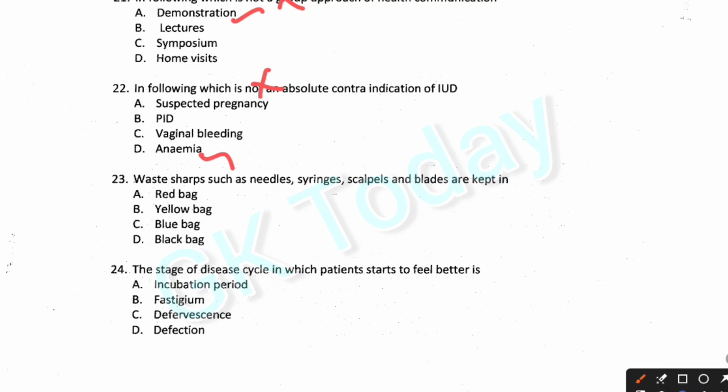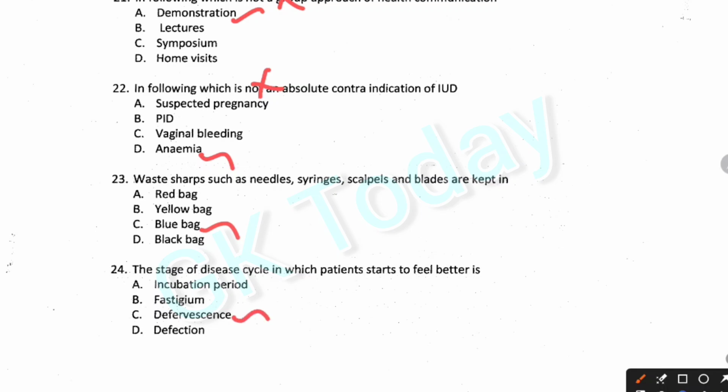Question number 23. Waste sharps such as needles, syringes, scalpels and blades are kept in blue bag. Question number 24. The stage of disease cycle in which patients start to feel better is?